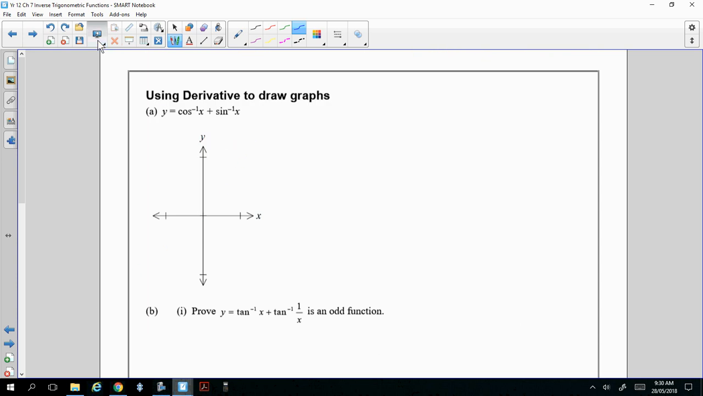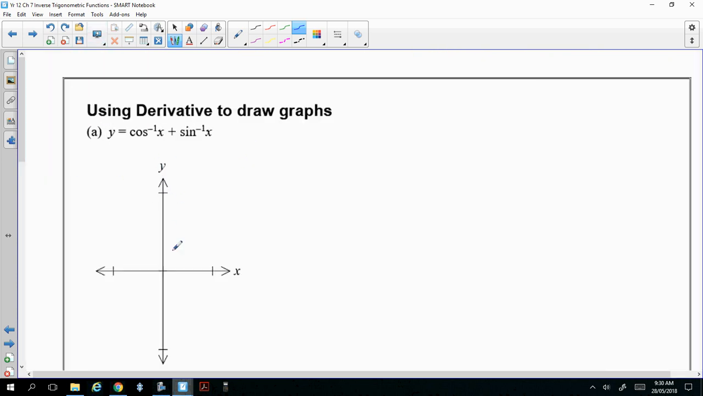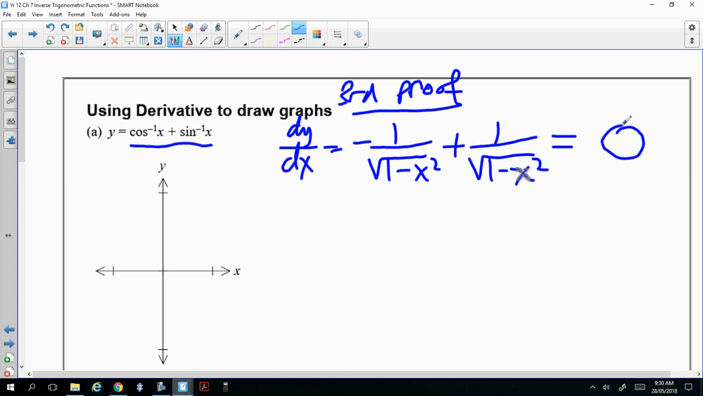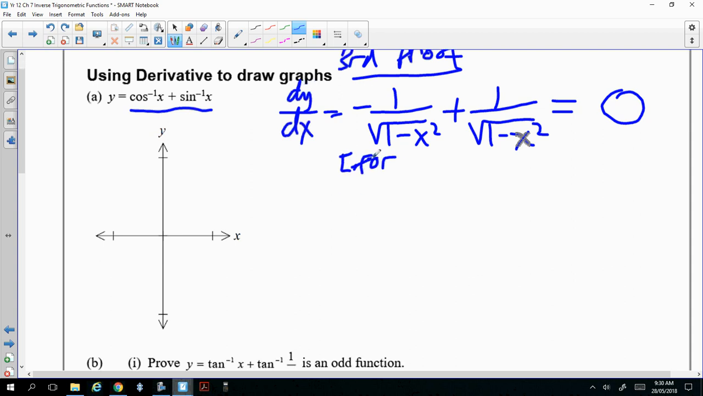So to prove that, let's find the derivative. If we differentiate that, you get negative 1 over the square root of 1 minus x squared, plus the derivative of sine inverse x, which is 1 over the square root of 1 minus x squared. They end up cancelling, giving 0. So if the derivative is always 0 for all x between negative 1 and 1 in the domain, therefore the function must be a constant, a horizontal line, because the gradient is always 0. And the only way for that to happen is a horizontal line.